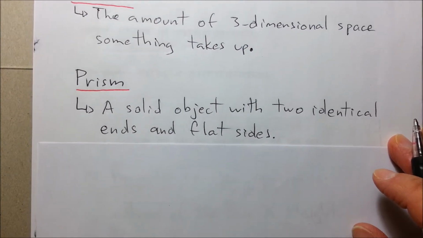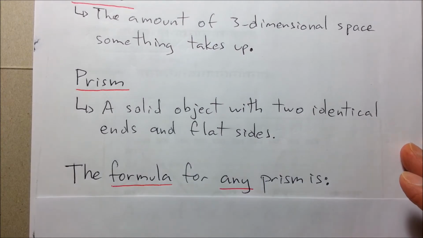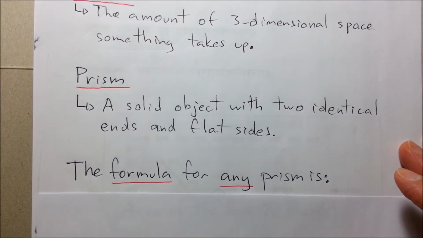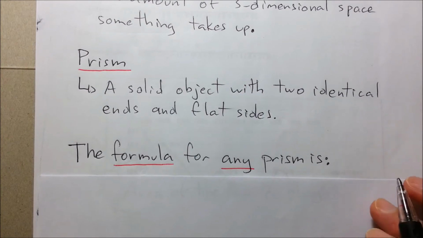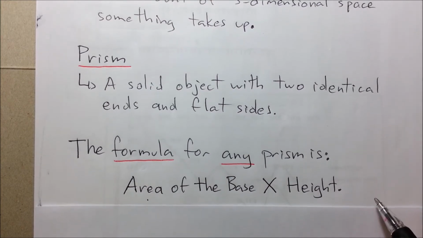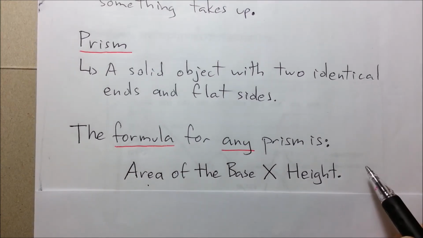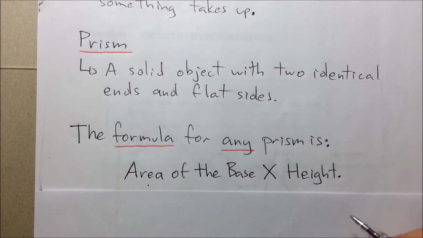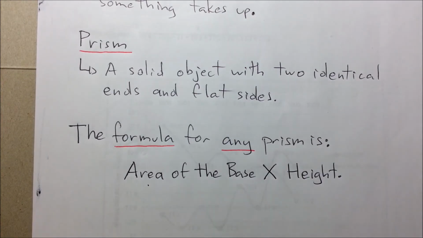And of course you may have noticed this as well, that the formula for any prism follows this formula: the area of the base times the height. So for example, for a rectangular prism, you find the area of the base, in this case a rectangle, and then you multiply it by the height, and that would be the formula for the volume of any prism. Okay, so make sure you have this down in your notes. And now let's take a look at some examples.